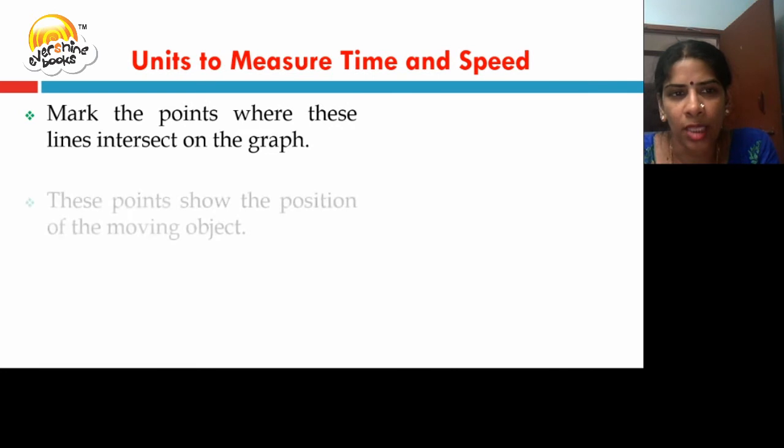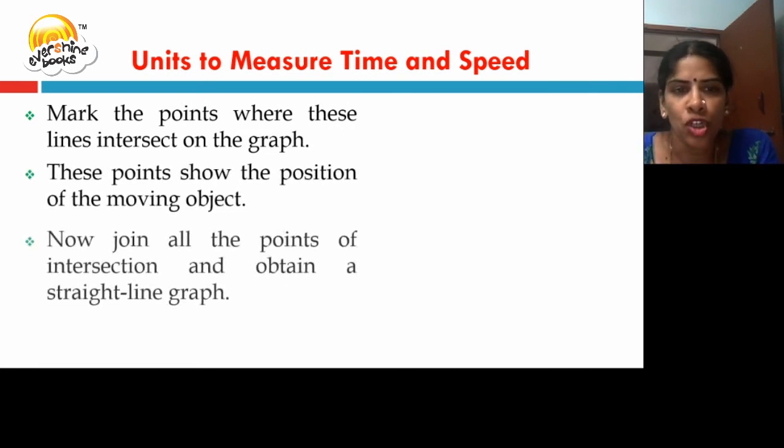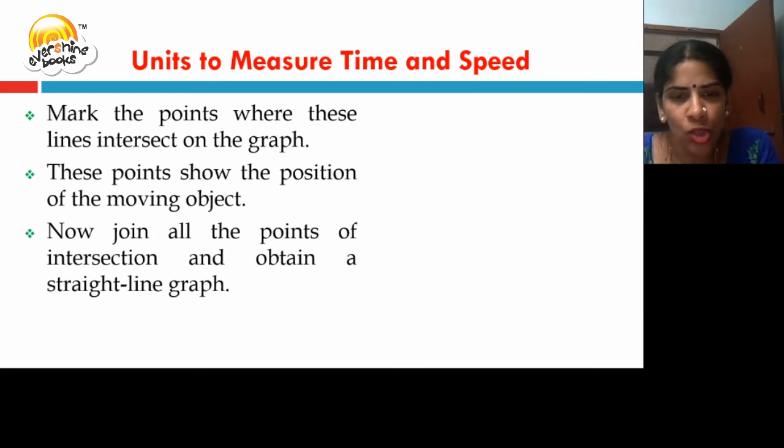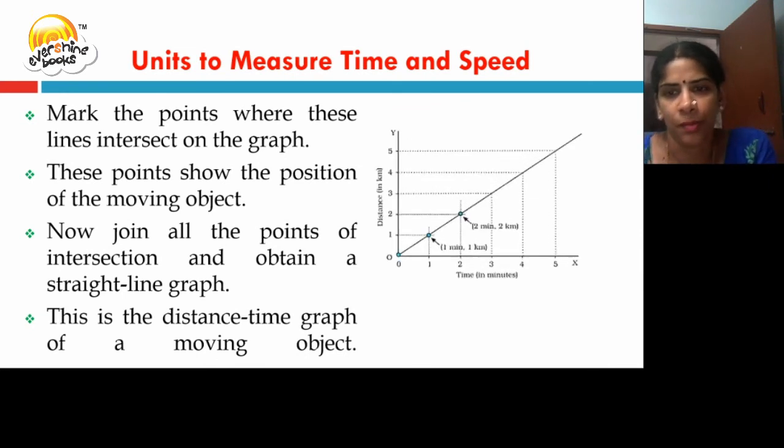Mark the points where these lines intersect on the graph. These points show the position of the moving object. When you join all the points of intersection, you will obtain a straight line graph. This graph is known as the distance time graph of a moving object.